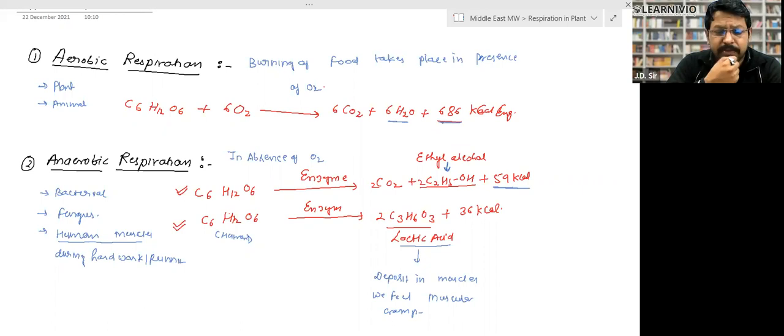Mitochondria is not present in bacteria. Then what works in bacteria as mitochondria? Mesosomes. You remember? Mesosomes. They also work like mitochondria, right?